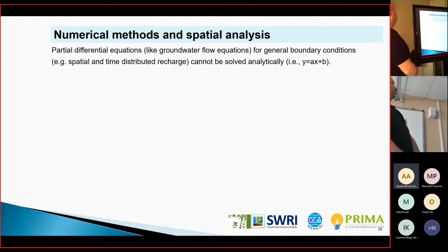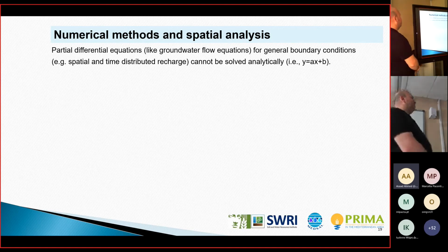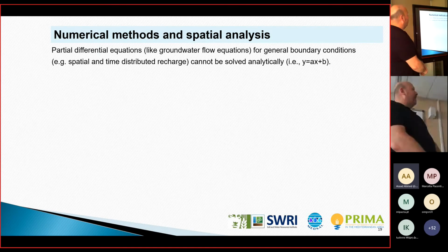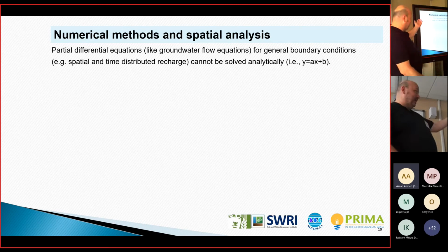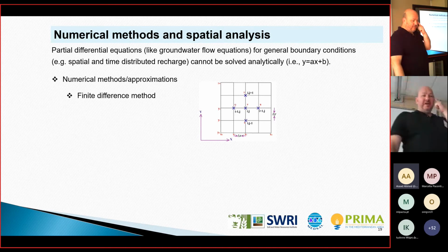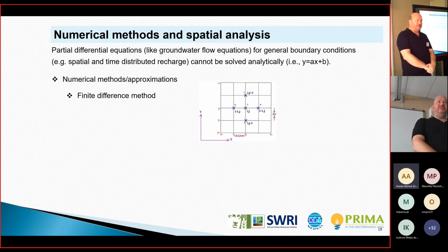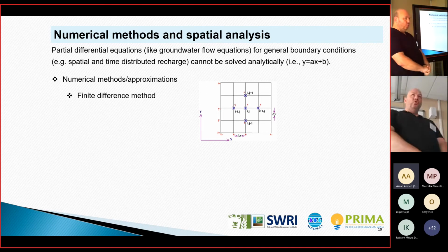So going now to the numerical methods, we need numerical methods to solve the partial differential equations like groundwater flow equations, because they can't be solved analytically for general boundary conditions. We can't solve these solutions analytically. So there are several numerical methods that approximate the solution of the mathematical problem.